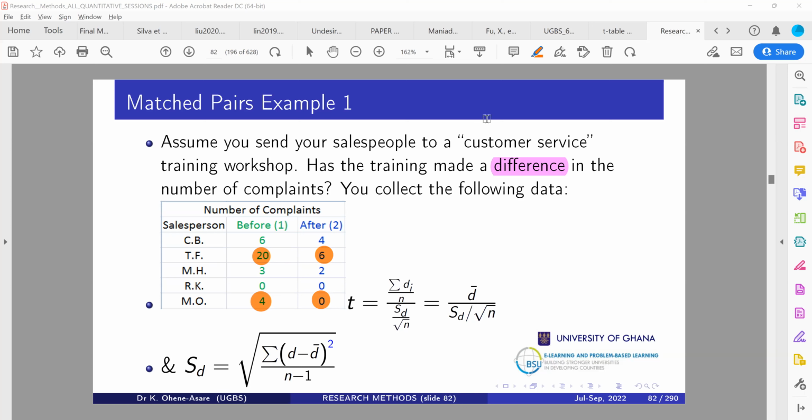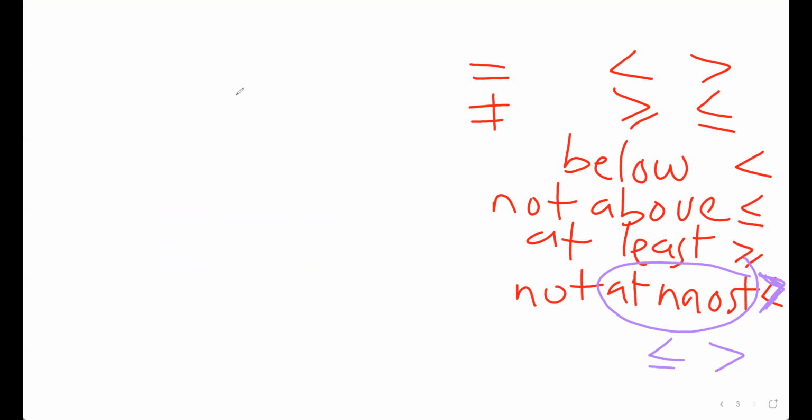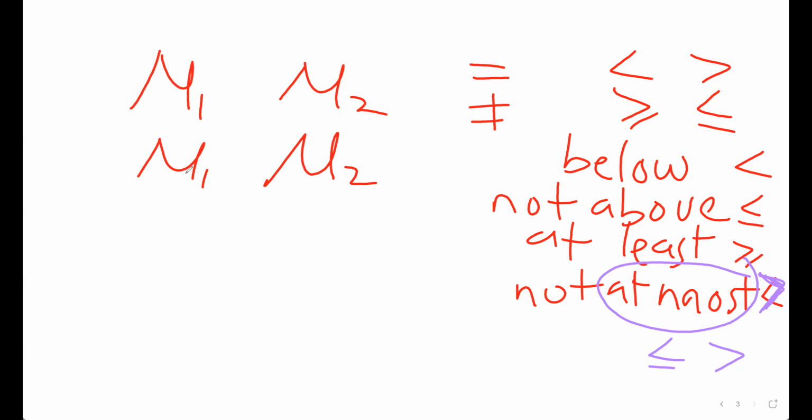So let's go to the hypothesis. We are going to formulate this hypothesis. In order to formulate the hypothesis, there are two steps you have to take, and this is a constant step. You have to always have it like that. The first thing is that you always write the mu. So you write mu one for the first sample, and mu two for the second sample. Then you write mu one for the first sample again, and mu two for the second sample again. That's all you do first, because the samples are two.